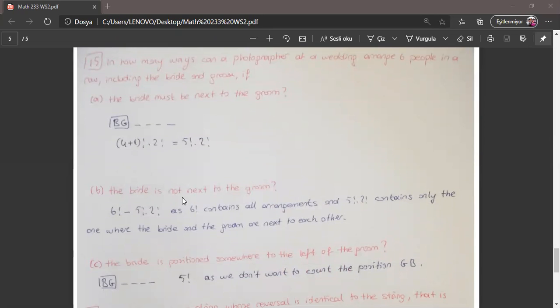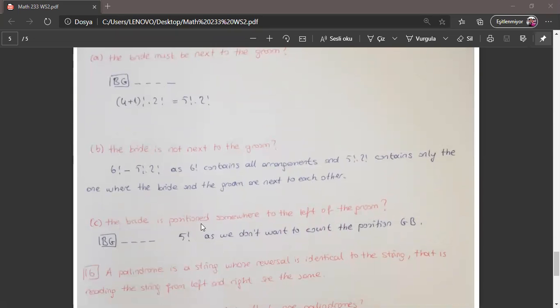Now for the bride not next to the groom, all arrangements are 6 factorial, right? Because we have 6 people, all arrangements are 6 factorial. The arrangements where the bride and the groom are next to each other is this, as we did in part A. So if we subtract them, we will obtain the one that we desired. So this gives the number of such arrangements.